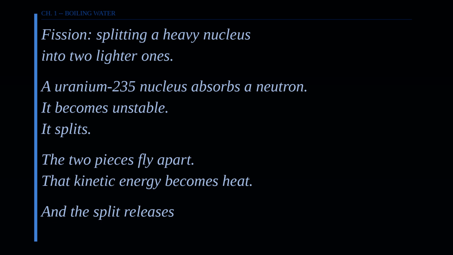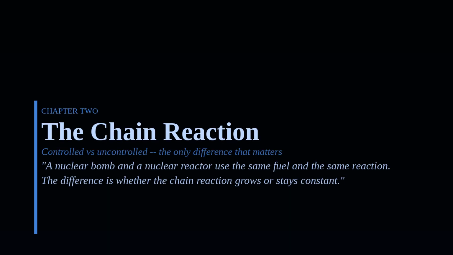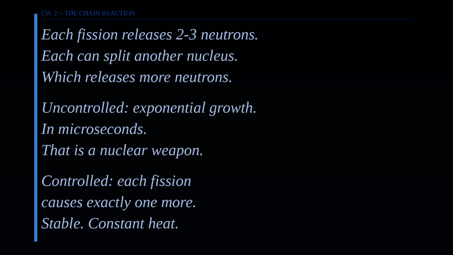The difference between a nuclear weapon and a nuclear reactor is the multiplication factor, the average number of additional fissions caused by each fission event. In a nuclear weapon, this factor is much greater than 1. Each fission causes 2 or 3 more. Each of those causes 2 or 3 more. The reaction doubles and doubles and doubles, releasing enormous energy in microseconds. This is called a supercritical chain reaction, and it is what happens in an atomic bomb.